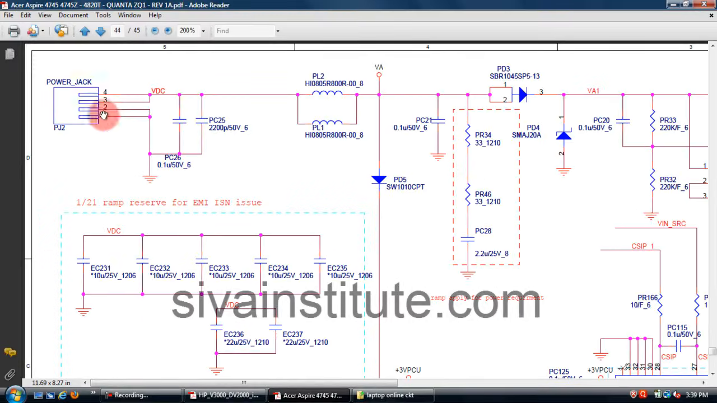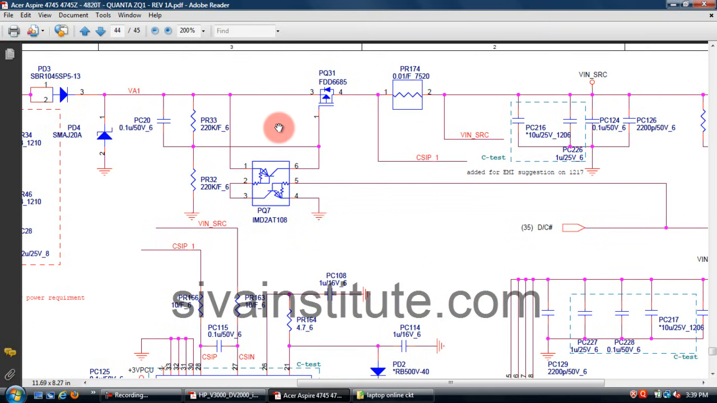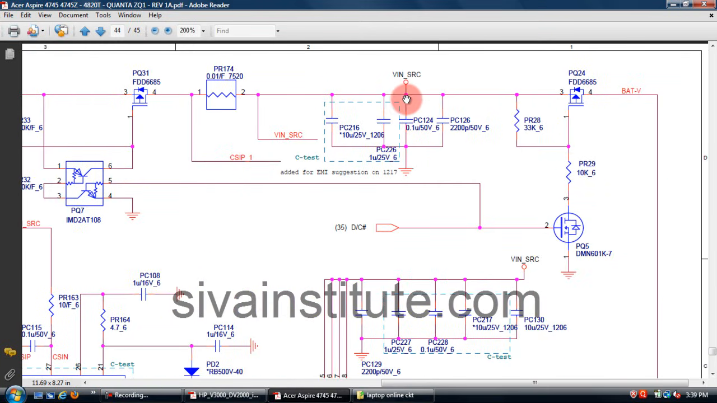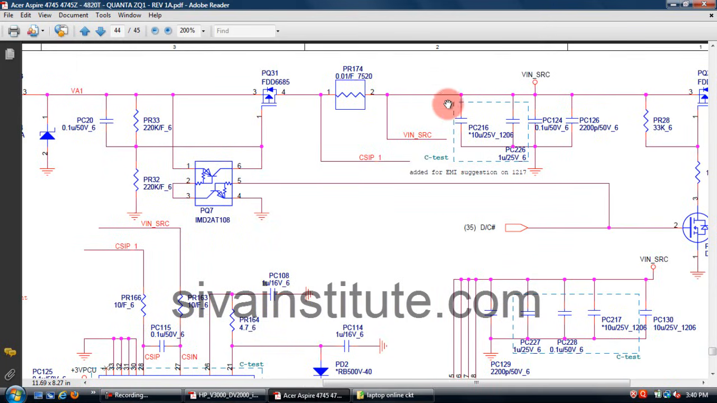This is page number 44. This is the power jack. This voltage comes out from this jack. This voltage goes to PL2 PL1 through this PD3 diode, to this PQ31 transistor and current limiting resistor. This voltage goes to V in SRC, and then to the charger IC. If any fault is there, you should check this. This is a PNP transistor FET. You should check in the same way. Already I explained. You should check this GNR diode also.